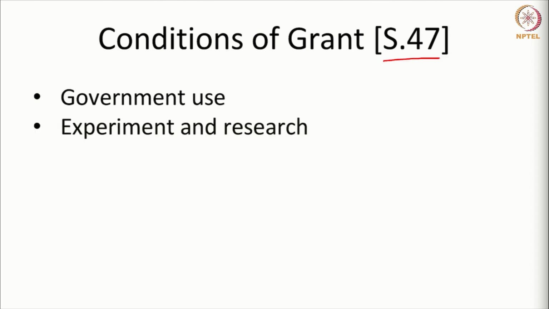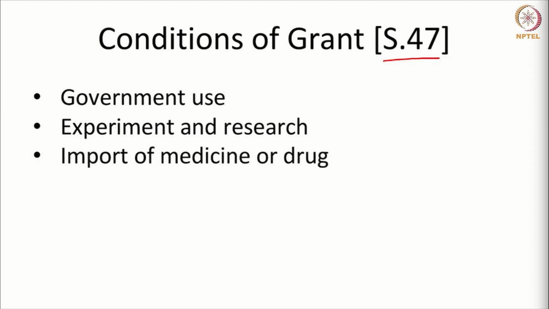Every grant comes with certain conditions. Now, the Indian Patents Act lays certain conditions under section 47 as to the grant is subject to the following conditions. The grant is subject to the condition that the government, if it requires, can use the invention. That the grant is subject to experiment and research. The invention can be put for experimental use and for research, for imparting instruction to students.